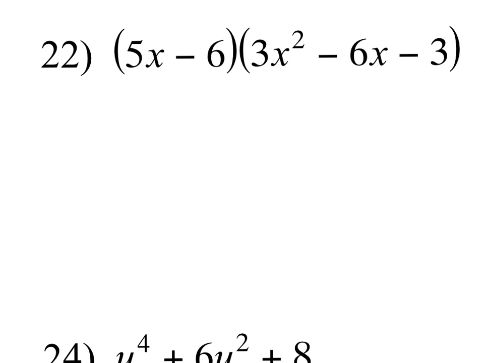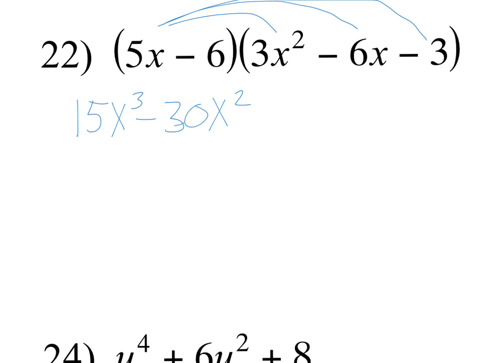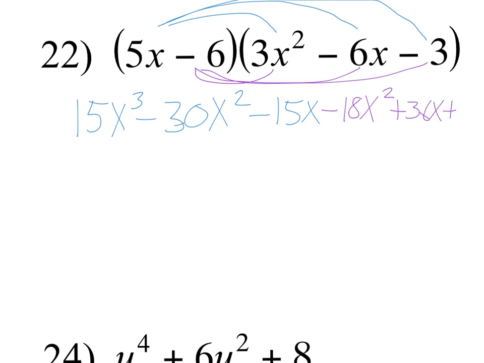With the polynomial operations, we know we have to do some distribution here. I've got multiplication between them. So we've got 5x times 3x squared, that'd be 15x to the third. 5x times negative 6x is going to be negative 30x squared. 5x times minus 3 would be minus 15x. Negative 6 times 3x squared is minus 18x squared. Negative 6 times minus 6x is plus 36x. And negative 6 times minus 3 is plus 18.